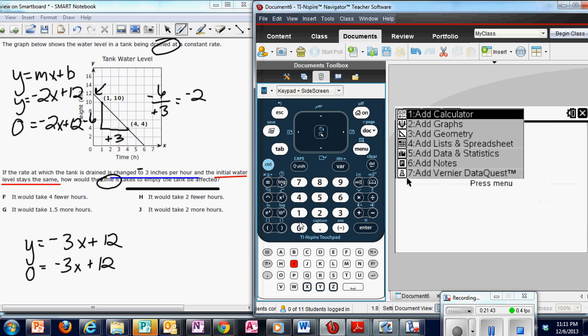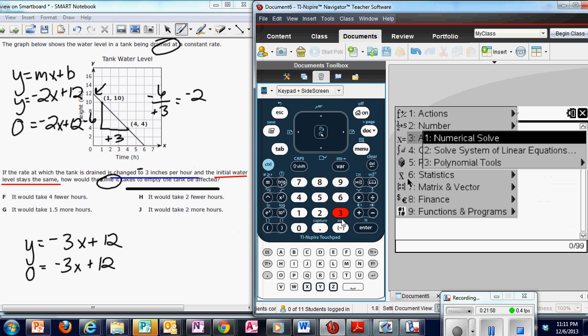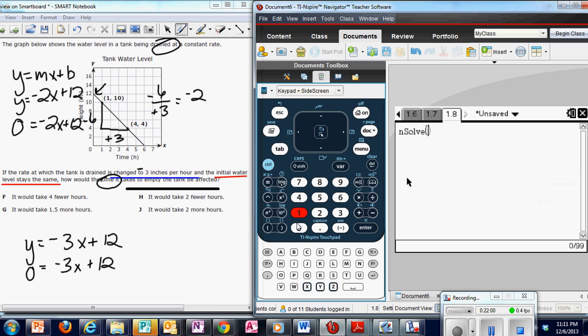So we'll use InSolve. And it's menu 3 for algebra, 1 for numerical solve, and you're going to type exactly what you see. 0 equals negative 2x plus 12. What are we solving for? X. So comma x. And you get 6 hours.